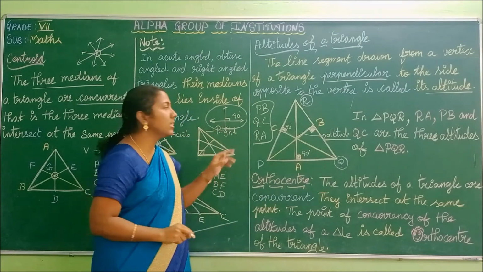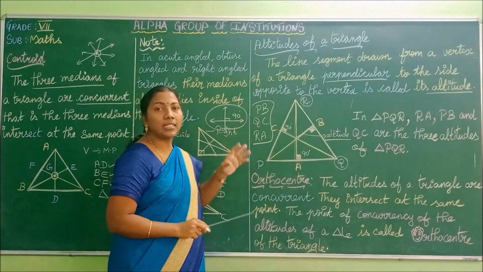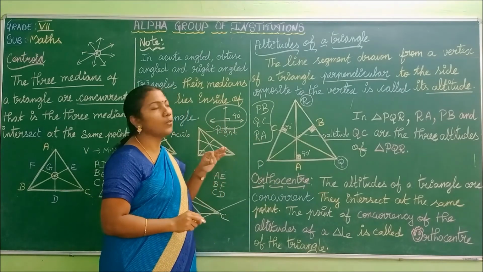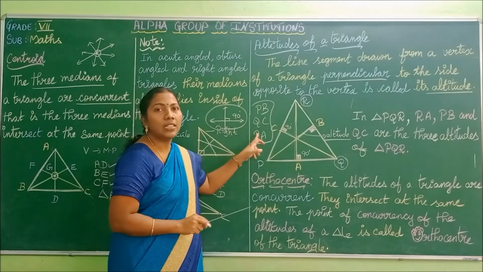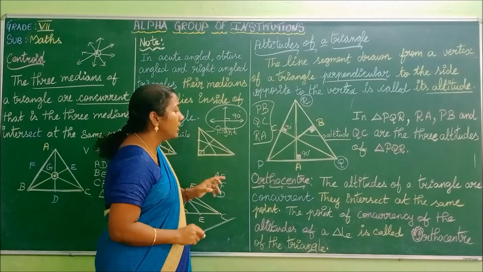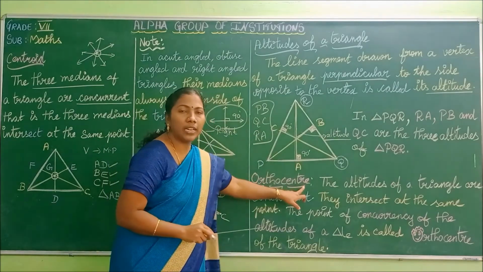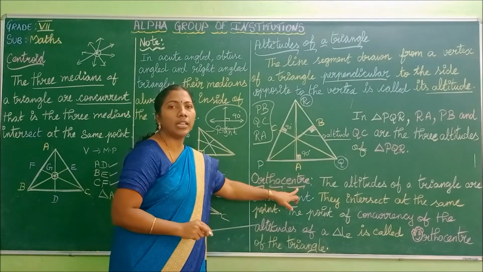So a triangle has three altitudes as a triangle has three medians. So we can say a triangle has three medians as well as three altitudes. Okay. Next we are going to see orthocenter. What is meant by orthocenter?